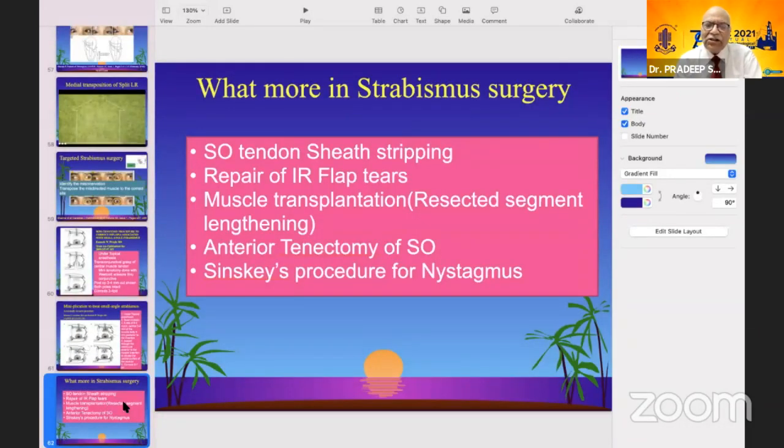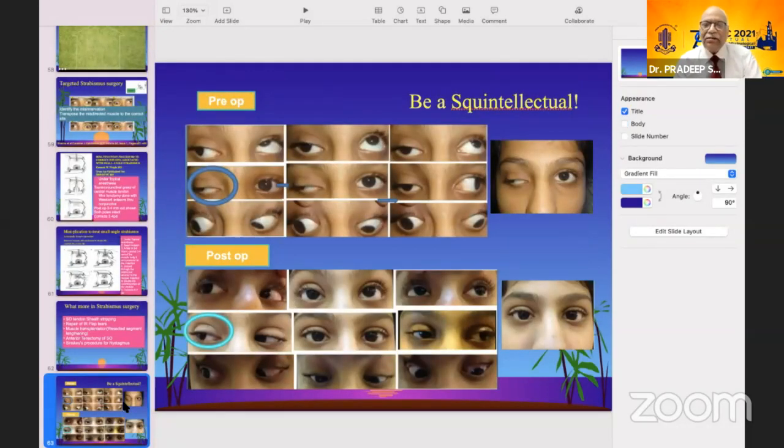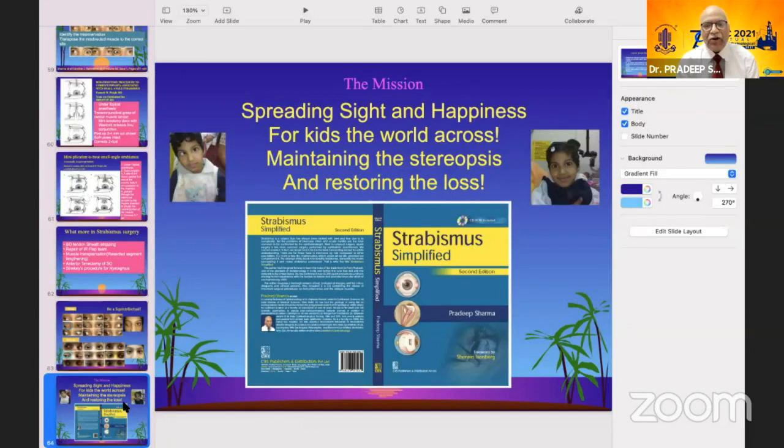The other procedures which have been coming on the horizon are the superior oblique tendon sheet stripping, repair of the IR flap tears, muscle transplantation, the resected segment lengthening, anterior tenectomy of superior oblique, as I said, and a very unusual procedure for nystagmus, the Sinski's procedure, which should be better avoided. So I think I'll just end this talk saying that we have to be squintellectuals and plan our surgeries to restore the alignment. Thank you all.